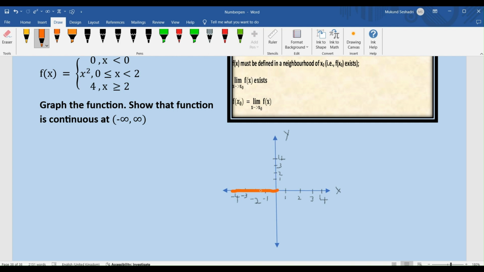So my function, or rather this graph, does not undergo a break at x equals 0, because at x less than 0 it takes the value 0, and at x equals 0, f of x equals x square, which is 0 square, which is 0. And then for a value infinitesimally larger than 0, which is 0 plus h, which is greater than 0, we have 0 plus h, the whole square, with h tending to 0.